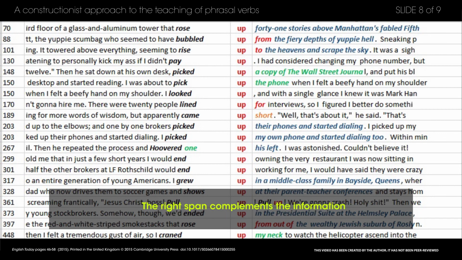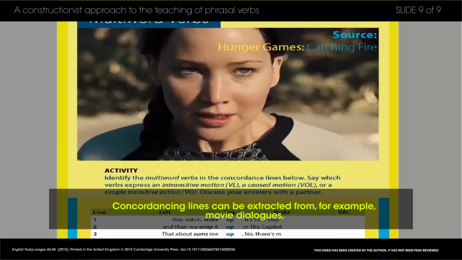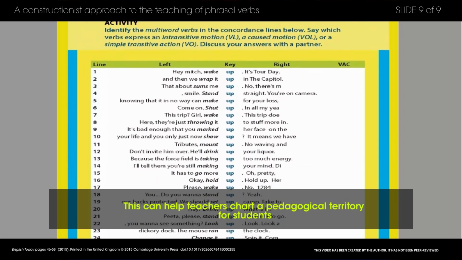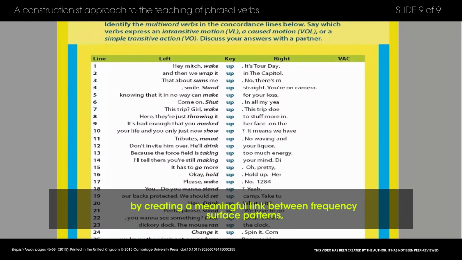The right span complements the information by displaying all the particles associated with the lexical verb, as well as prepositional objects or adverbials. Concordancing lines can be extracted from, for example, movie dialogues, as shown in Figure 16. This can help teachers chart pedagogical territory for students by creating a meaningful link between frequency surface patterns, interpretation, and language learning objectives.